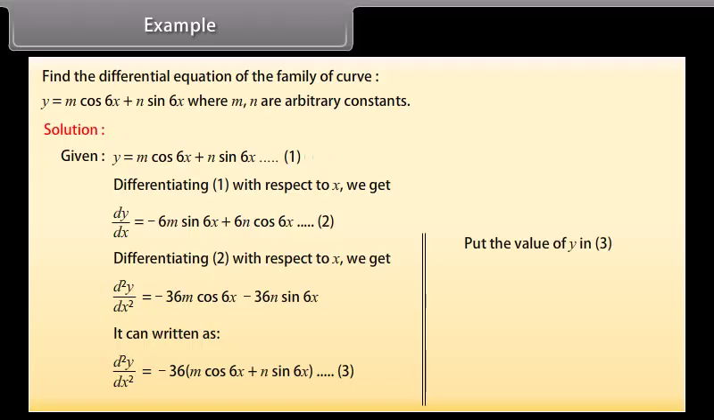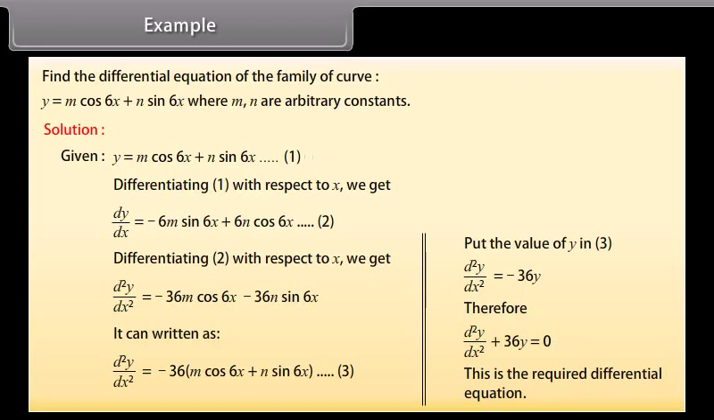Put the value of y in equation 3, we get d2y by dx square equals minus 36y. Therefore, d2y by dx square plus 36y equals 0. This is the required differential equation.